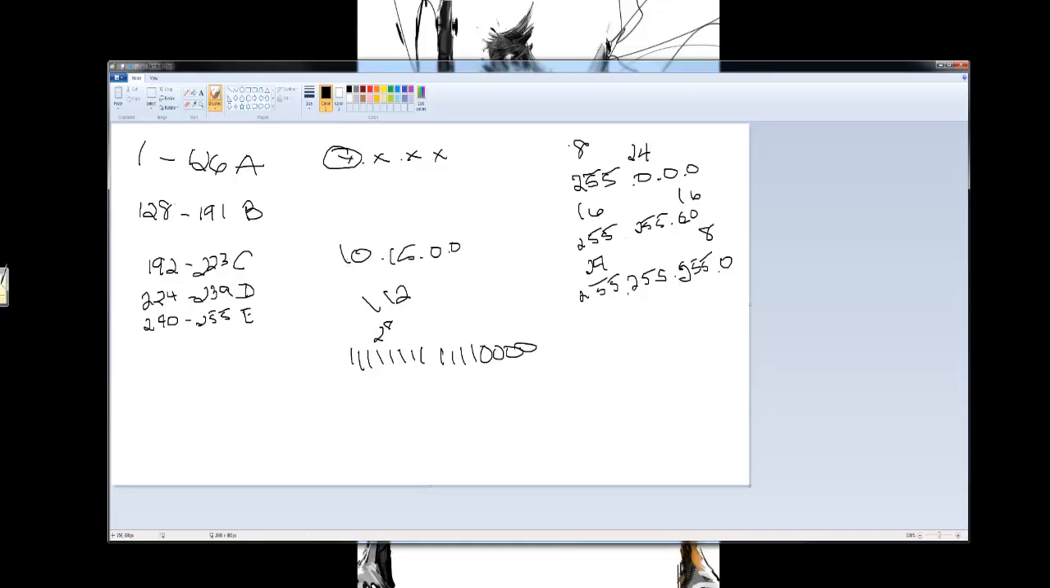So how do we figure that out? Well, the first octet is a 10. Right here, there's your 10. 10 fits into class A because it's between 1 and 126. So we know class A network bits is 8.